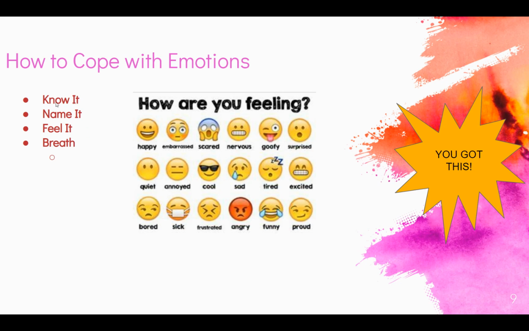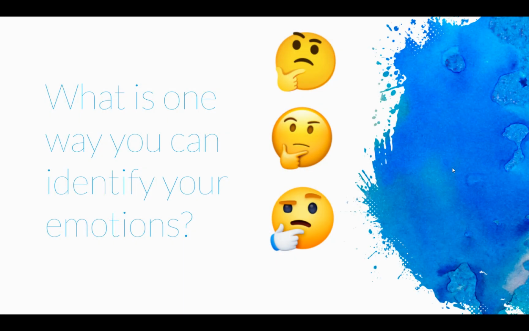So know it, know what's happening, so then you can name the emotion, feel it, and then if you need to, take some deep breaths. You got this. You can do this. So now that you've learned how to identify emotions, what is one way that you can identify your emotions? So think about that. You can think about it to yourself, you can say it out loud, or you can tell someone at home.